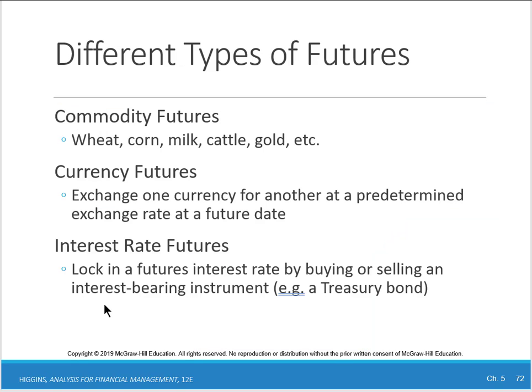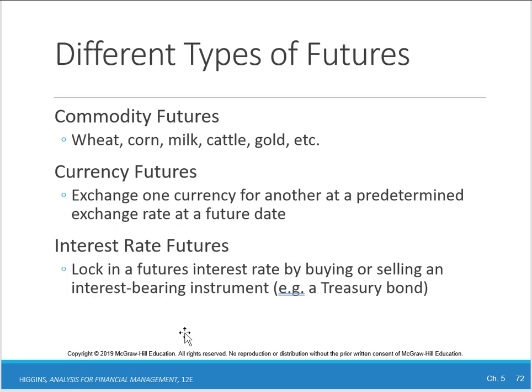So there are all kinds of different types of futures, right? So we have some commodities. We're familiar with all of those: wheat, corn, milk, gold, oil. But you can also find currency futures, interest rate futures. So there's all kinds of contracts that have been created that help businesses lock in prices.